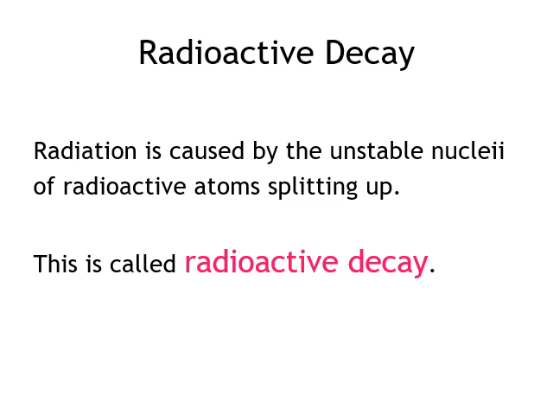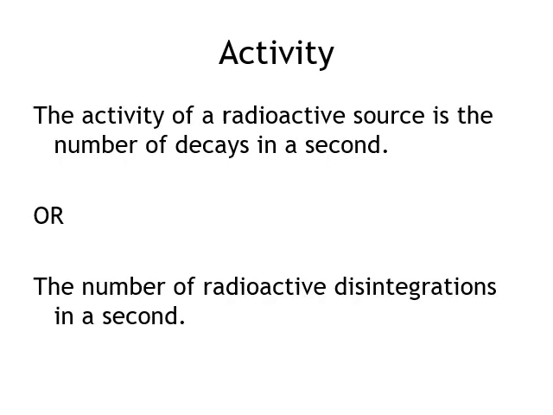Radiation is caused by unstable nuclei of atoms splitting. This is called radioactive decay. Activity is the number of these decays that take place in a second. So the number of decays per second or the number of radioactive disintegrations in a second. Both these sentences mean the same thing.